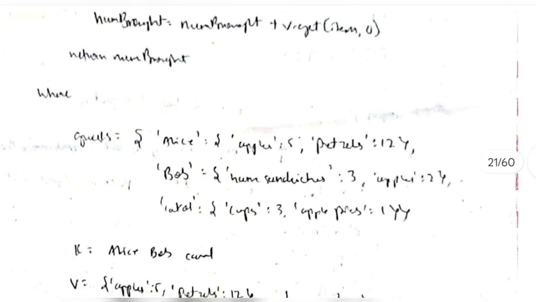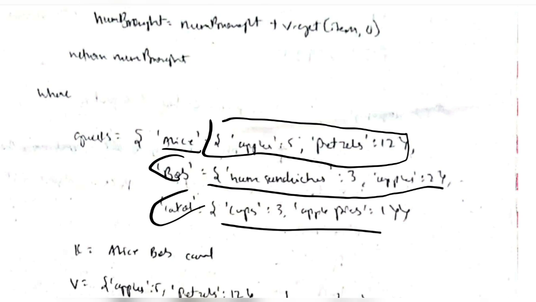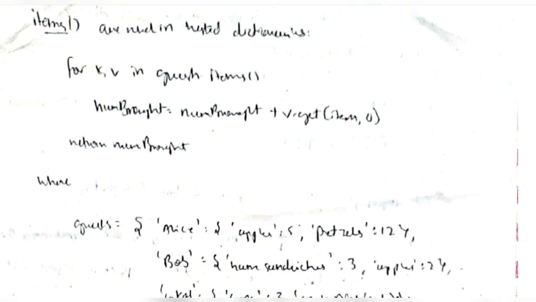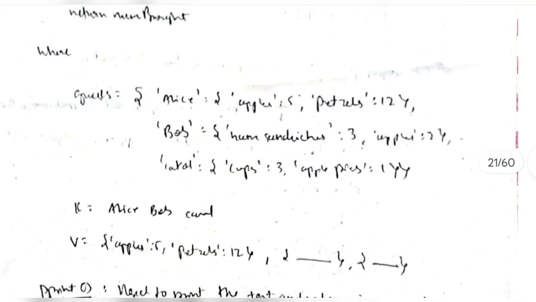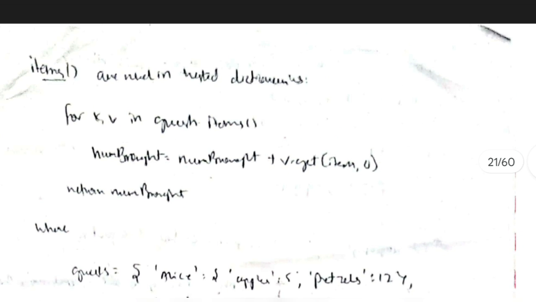Suppose that we have guests here. This is the guest dictionary. Here we have Alice, which has as its value another dictionary. So this is known as a nested dictionary. So why do we use get? For k, v in guests.items(), k is keys and v is values. So what will k be? k will be Alice, Bob and Carol. v will be these values.